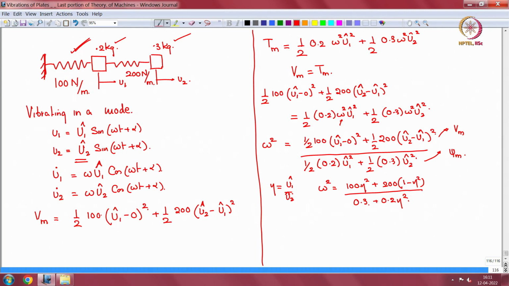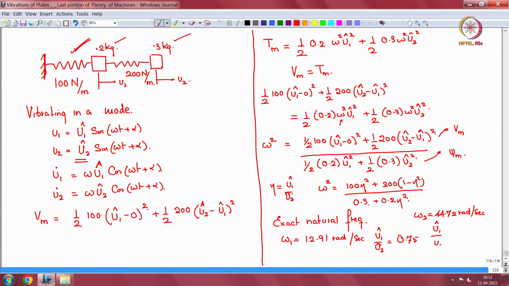Now if we find out separately the exact natural frequencies, then omega 1 is 12.91 radians per second, and correspondingly u1 hat by u2 hat is equal to 0.75. And omega 2, the second natural frequency, is 44.72 radians per second, and the corresponding u1 hat by u2 hat is -2.